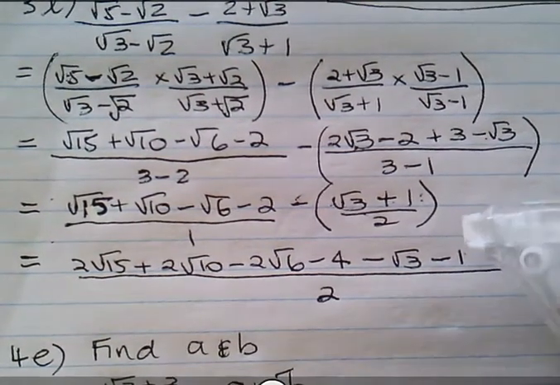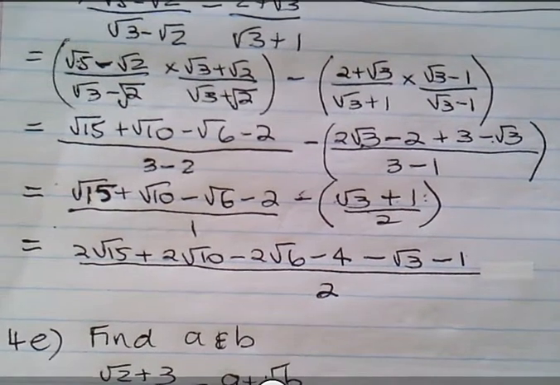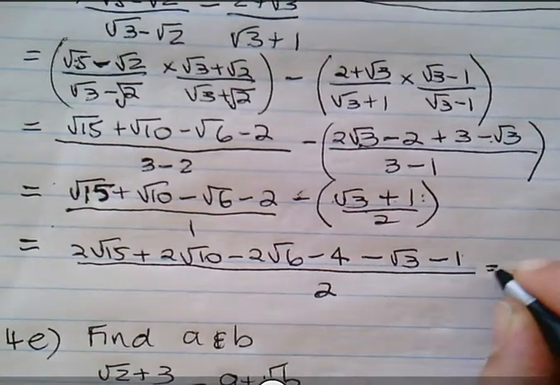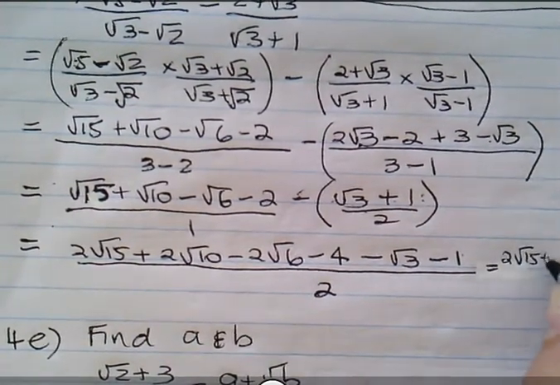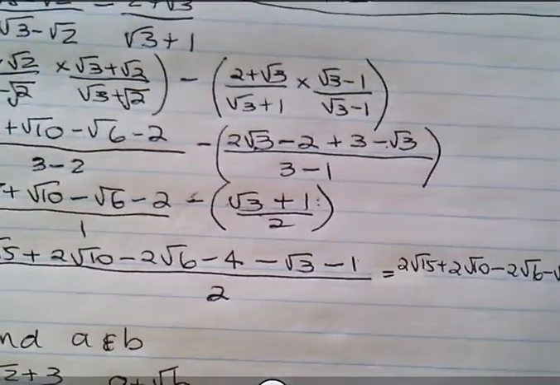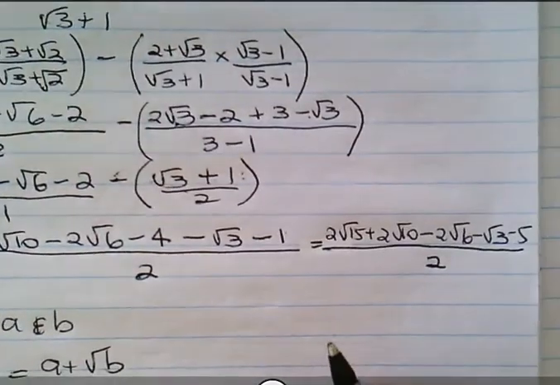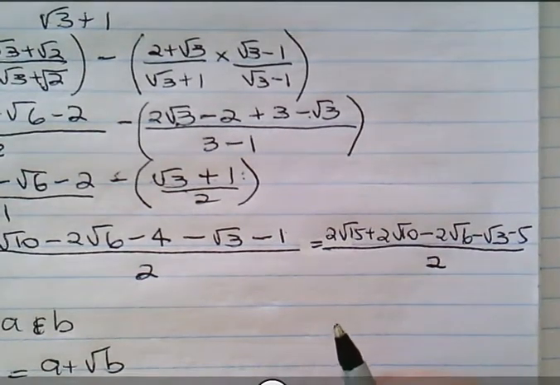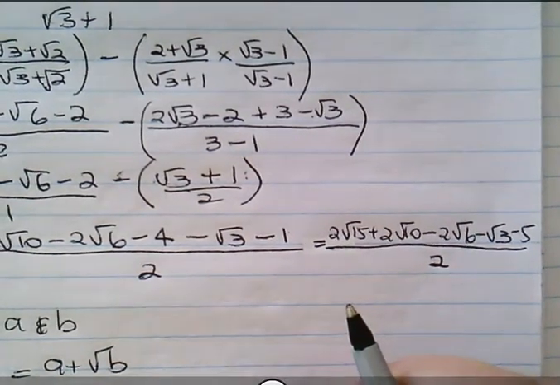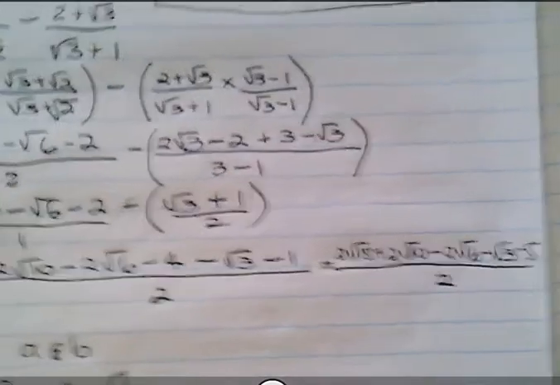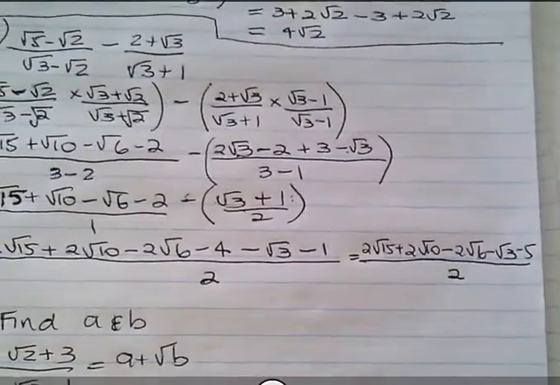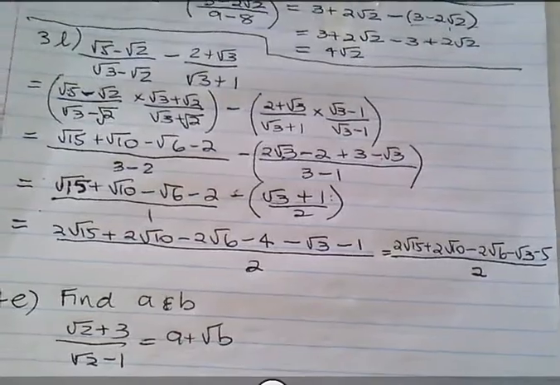And that's it. Alright, so now we need to write another line. I don't think I'm going to fit. 2 root 15 plus 2 root 10 minus 2 root 6 minus root 3 minus 5 over 2. Now, you're lucky that root 10, root 6, root 15, root 3, you can't simplify any of those surds. Alright? Right. Question 4.